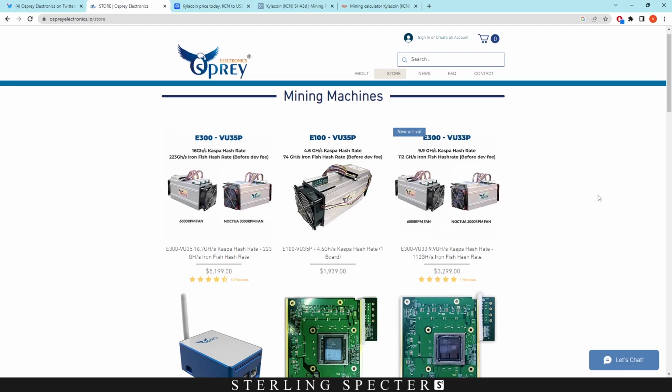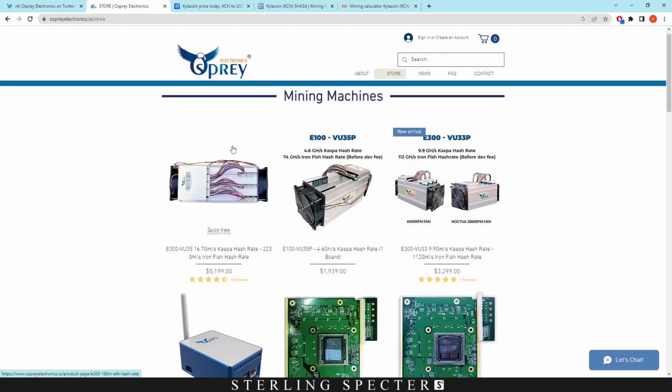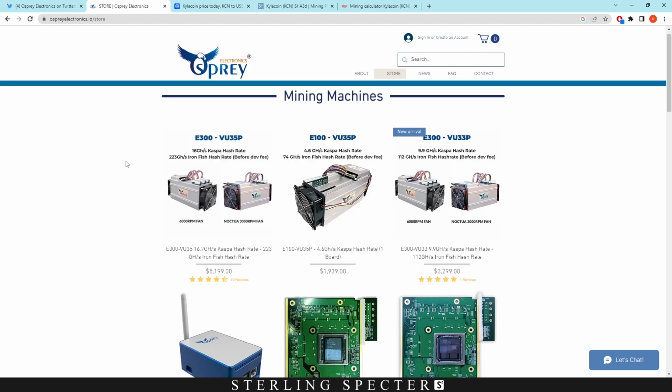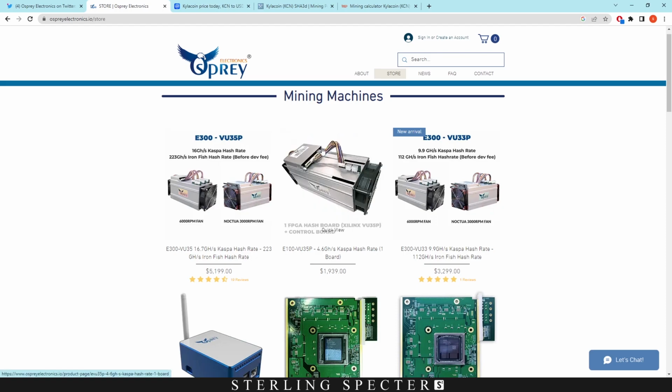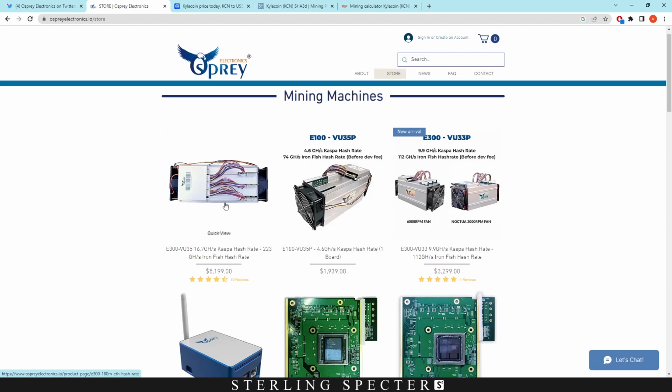So different FPGAs. I believe that this update would only be for the VU35P. So it'll be coming onto the E300. I don't know about the E100 though. I'm assuming that they are the same hashboard, so you could update both miners.